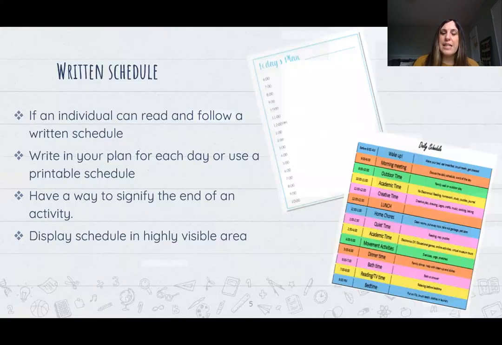A written schedule is for someone who can follow and read a written schedule, someone that may be a little bit older, higher functioning. You can either print out a schedule that's already pre-made, or you can write in your schedule for a day on a printable piece of paper, or even just a blank piece of paper. You can just write out your plan for the day. It doesn't have to be something very formal, something simple that can be followed throughout the day. It has clear and concise expectations for your child.